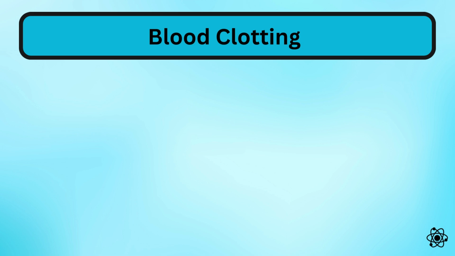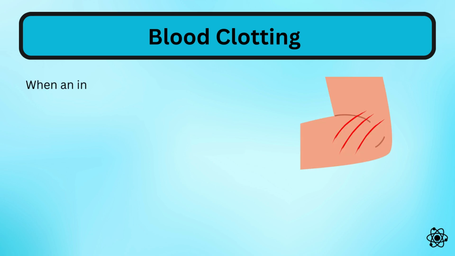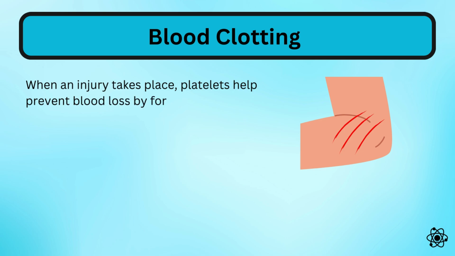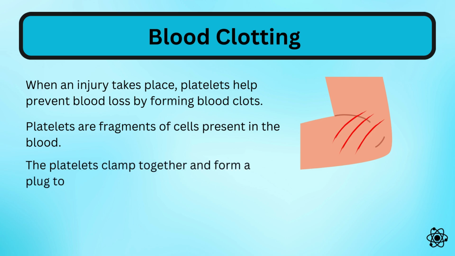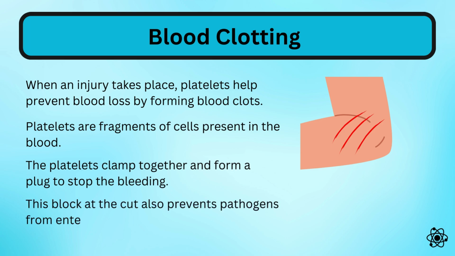Finally, let's talk about blood clotting. When an injury takes place, platelets help prevent blood loss by forming blood clots. Platelets are fragments of cells present in the blood. The platelets clump together and form a plug to stop the bleeding. This block at the cut also prevents pathogens from entering the blood vessels.